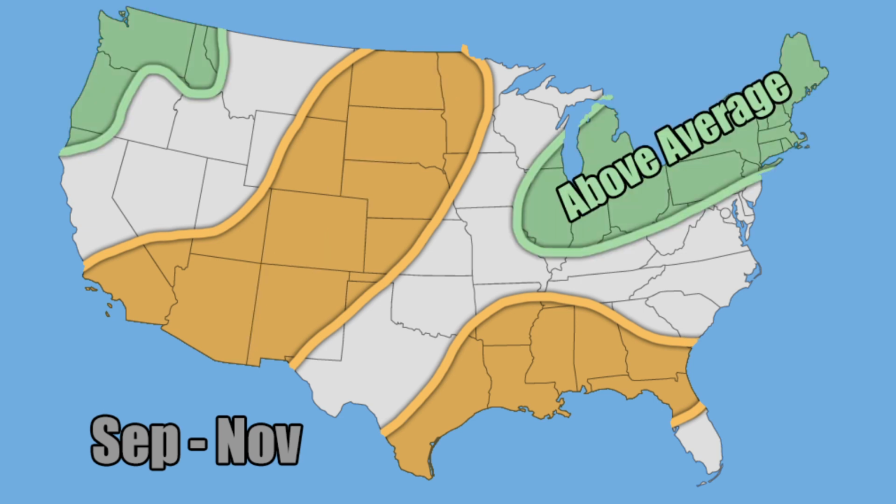Now, here is the above average region, and this is our first and only shade of above average, and this is for parts of the northwest, and then also for a little column there from the Great Lakes, and then through the northeast. That's where I'm expecting slightly above average precipitation.